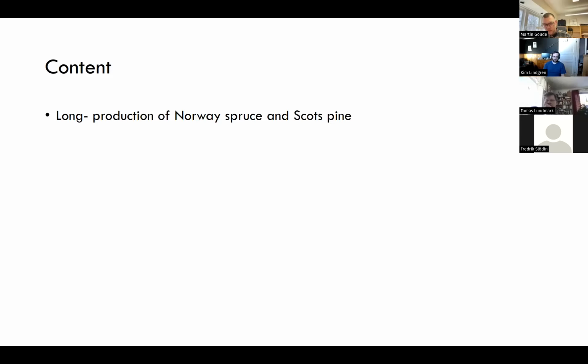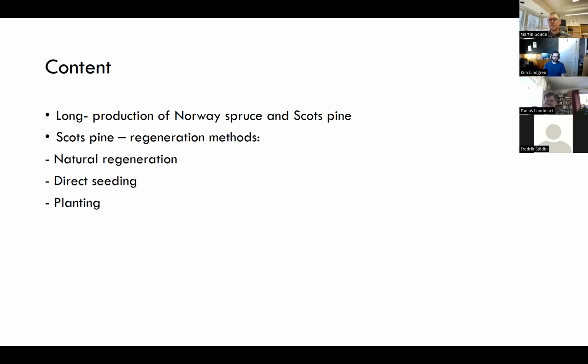I will start the presentation with this study where we try to compare production of Norway spruce and Scots pine during the rotation. And then I will also talk about short-term regeneration studies, mainly based on the experiment established at Togge, which some of you might be familiar with. In that experiment, we compared natural regeneration, direct seeding, and planting. So that's what I plan to talk about today.